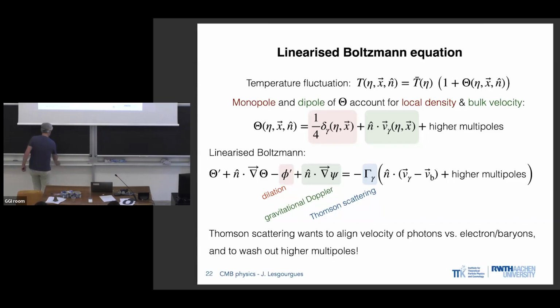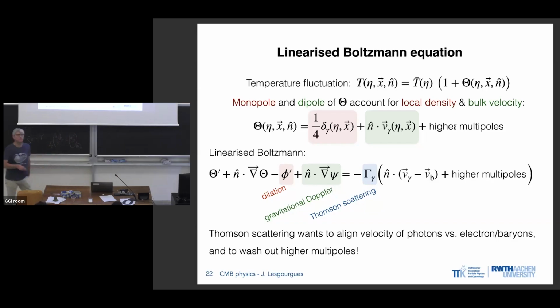And if you want to understand the factor 1/4, remember that for relativistic species like photon, the density fluctuation is in T⁴. So if I differentiate this relation, I get delta rho gamma over rho gamma bar equal 4 delta T over T bar. I call this delta gamma. I call this the monopole of my temperature anisotropy. And I get theta 0 equal 1/4 of delta gamma. And this is only a function of time and position.